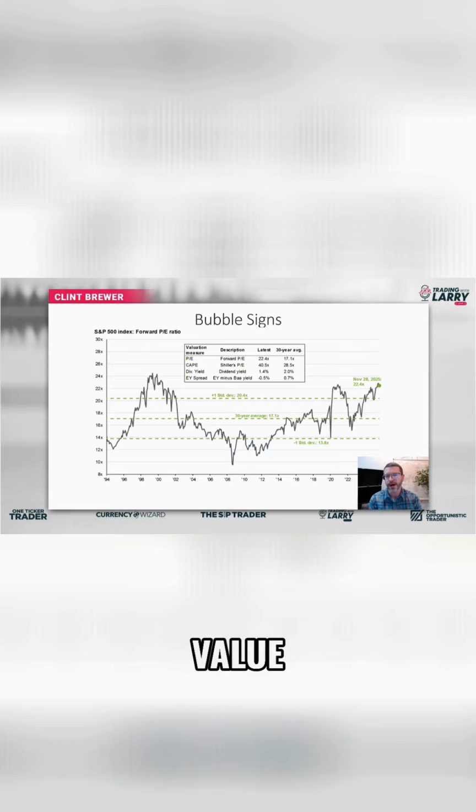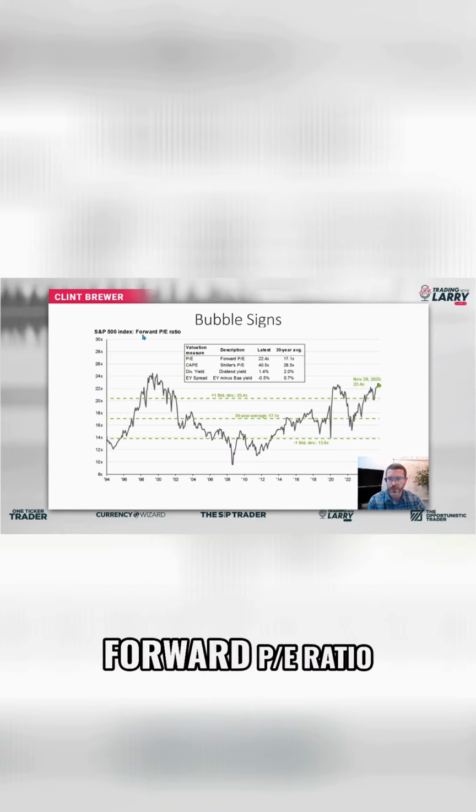PE ratio, price to earnings ratio, is probably the most popular, most common way to value a stock or an index like the S&P 500. And so that's what we're looking at on here. This chart comes from JP Morgan, and it shows the forward PE ratio for the S&P 500.